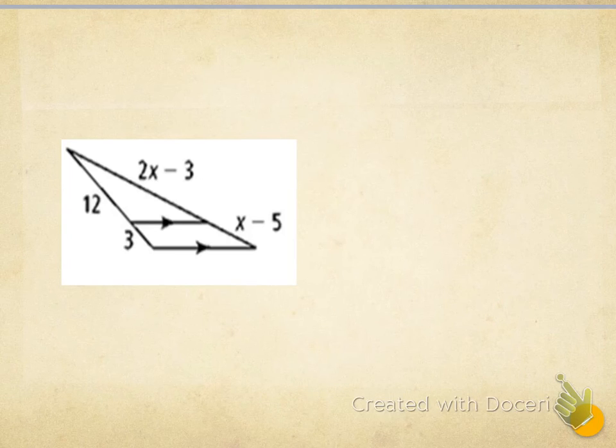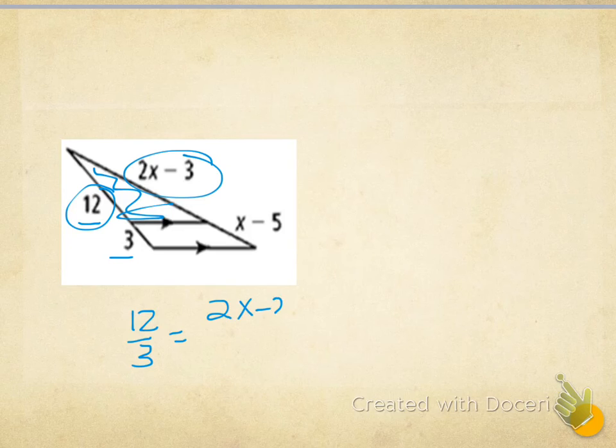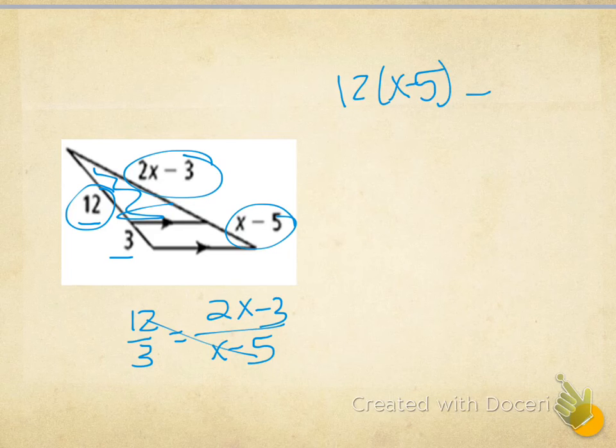Alright, so this is like the side splitter theorem or the corollary. Okay, so these ones you're comparing the sides. So I'm going to take the side over the side, so 12 over 3, set it equal to, if I use 12 from this triangle here, I need to use this from this triangle, so 2x minus 3 over the same side, so x minus 5. We're going to cross multiply to get 12 times x minus 5. We drop our equal sign. 3 times 2x minus 3.